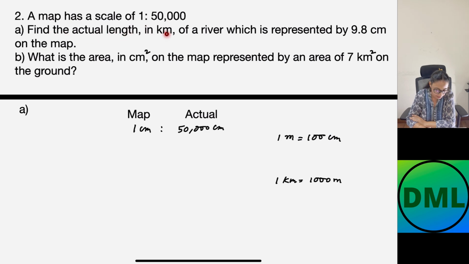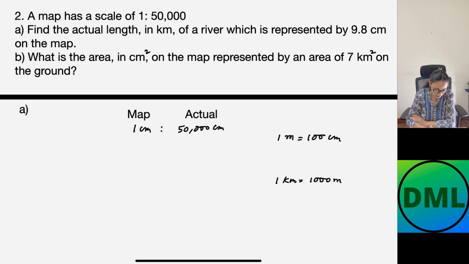Find the actual length in kilometers of a river which is represented by 9.8 centimeters on the map. I need to calculate the actual length when it represents 9.8 centimeters on the map. Second, what is the area in centimeter square on the map represented by the area of 7 kilometers on the ground, on the actual ground? I have to show that area on the map.